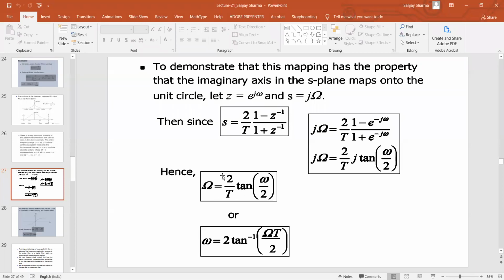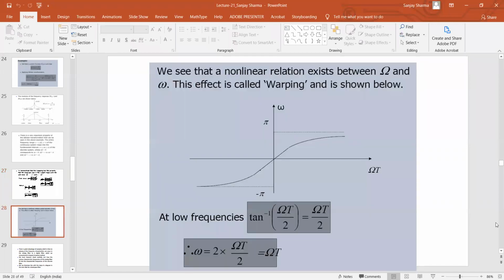So this is the relationship we have been able to obtain if we apply the bilinear transformation. This is the relationship that we will get between the analog frequency and the digital frequency. I can also write this formula as small omega equal to 2 tan inverse of capital omega T by 2. Either way you can put. Now let us try to plot the transfer characteristics between small omega and capital omega. That's what is done here.